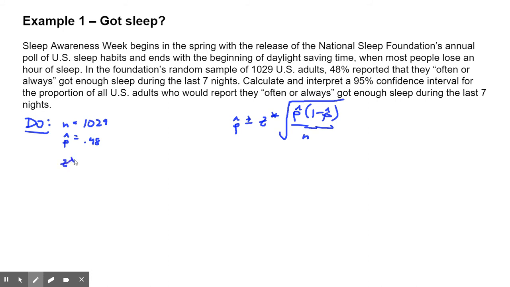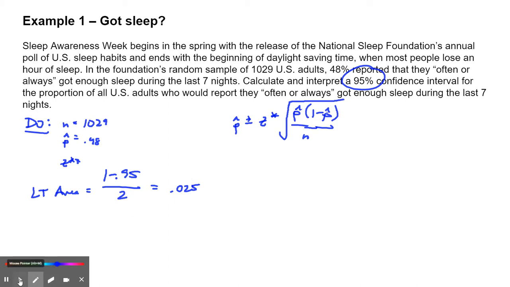And in order to find z star, I need to look at my left tail area. And I get that from the confidence level. That is the middle 95%. So we're going to take 1 minus 0.95 to find the area of the tails and then divide by 2 because I only need the left tail. That's 0.05 divided by 2, which is 0.025. This is the value that I'm going to type into my probability stats applet.